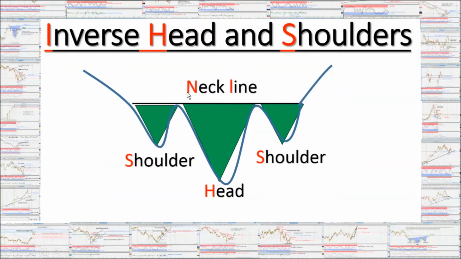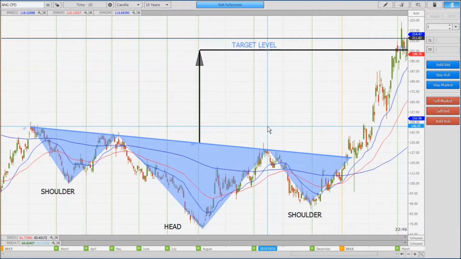But instead of the neckline being a support, the neckline is now a resistance, where the share price moves, comes back to test the neckline, fails to break, forms the larger head, comes back to test the neckline, bounces off, and forms the right shoulder, with the shoulders being relatively the same size.